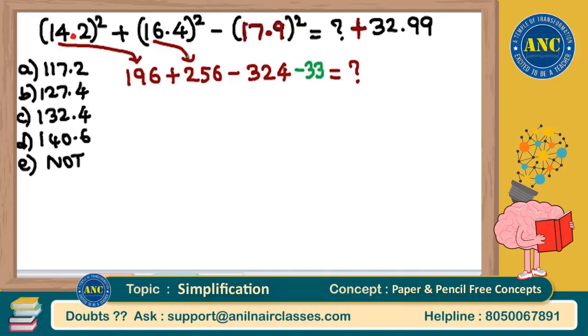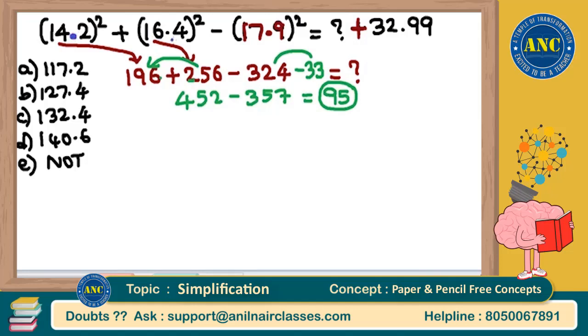Now see here, sir. Can I say like this? 200 plus 252 is 452. 452 minus 357 is nothing but 95. My answer for this question is 95, or the answer should be somewhere closer to 95, right? Answer for this question is 95 because I eliminated these decimals.